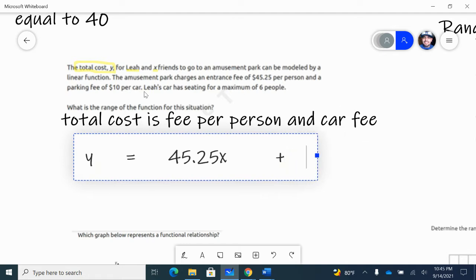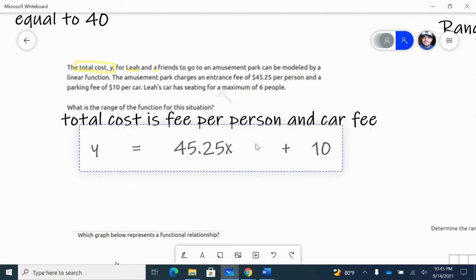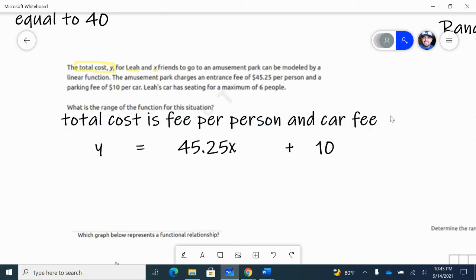The car fee is $10 per car. So I'm going to put 10. Now, you could get technical and say, well yes, it's 10c because it's a number of cars. But how many cars are going? Well, it says Leah's car has a maximum seating of 6 people. So how many cars are we actually going? Just one. So we don't have to put 10c. We could just write down 10 once because that is the number of cars that are attending. All right, so that's your equation. Notice how from these words, I came up with this equation.